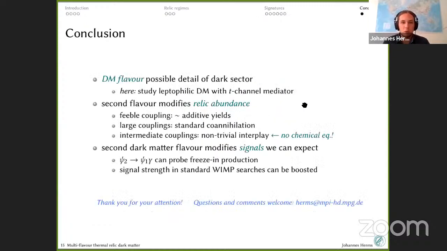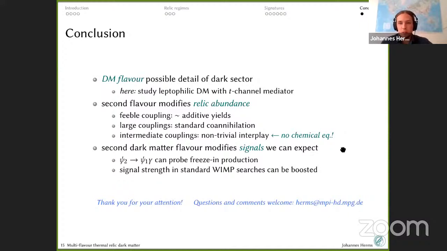Okay, so let me conclude. In this work, we studied the possibility of there being multiple dark matter flavors, which is a plausible thing that might be the case. To be concrete, we looked at leptophilic dark matter with a t-channel mediator, and calculated the relic abundance, where we found that if at least one of them is feebly coupled, then you almost get additive yields of the two, which is quite simple. For large couplings, there are the standard WIMP and co-annihilation scenarios. But for intermediate couplings, there's this non-trivial interplay of annihilation reactions and conversion reactions out of chemical equilibrium, where you can get interesting effects.